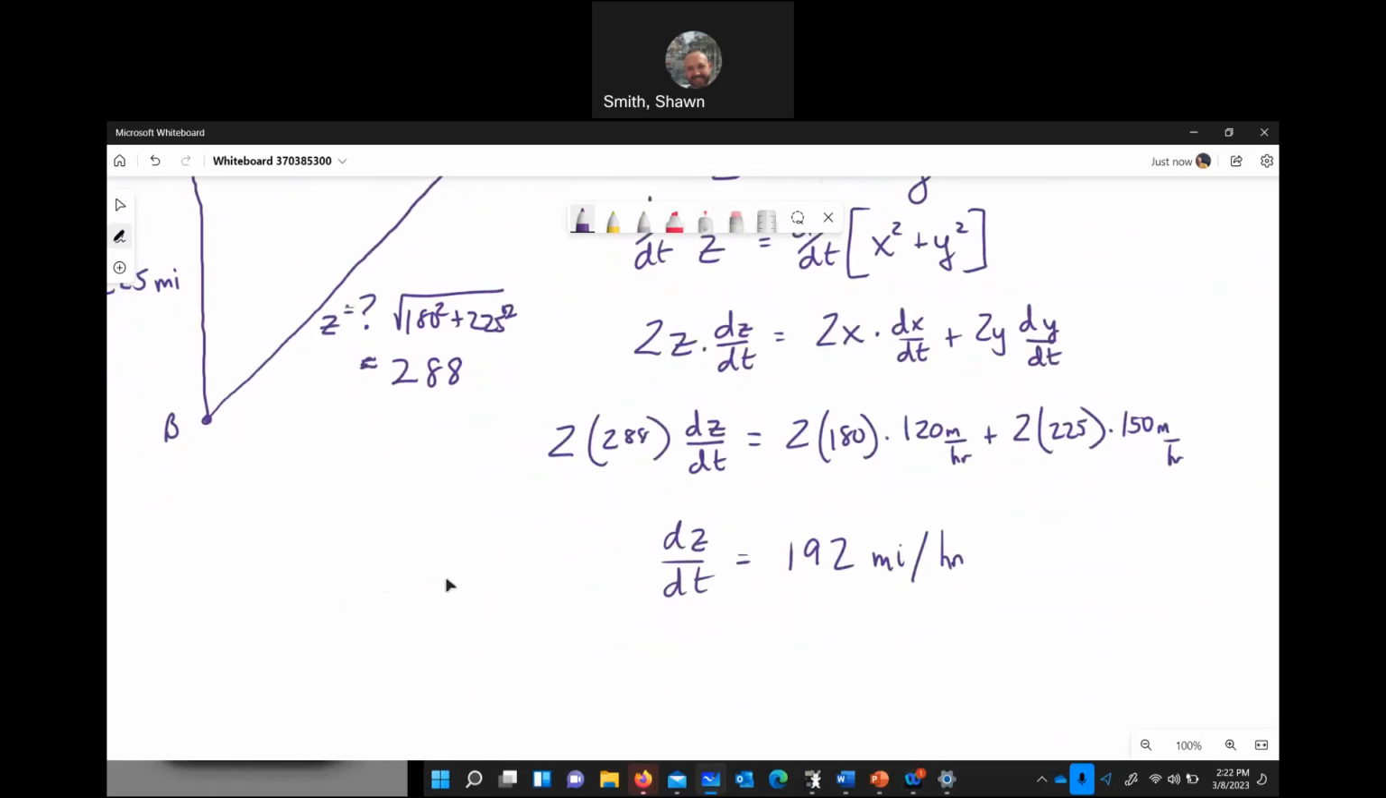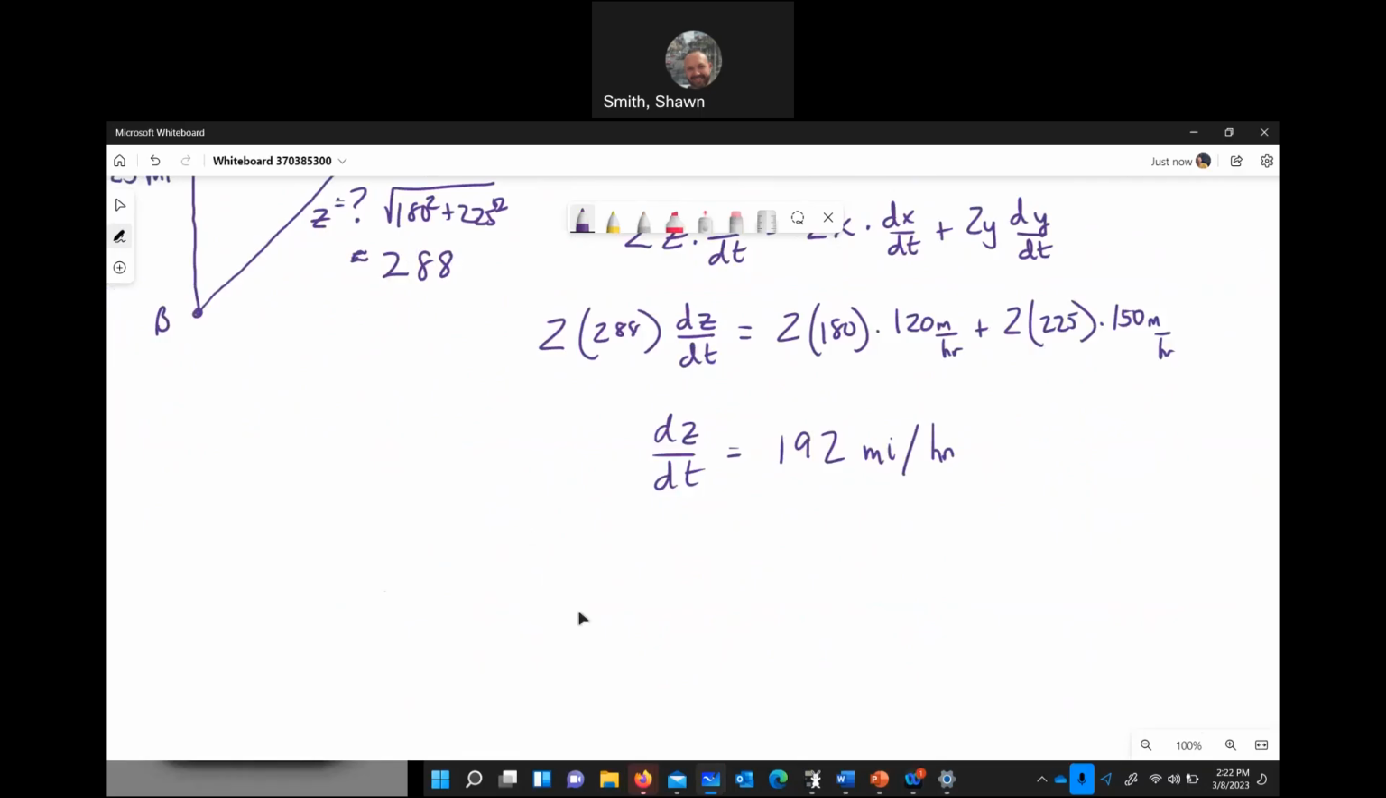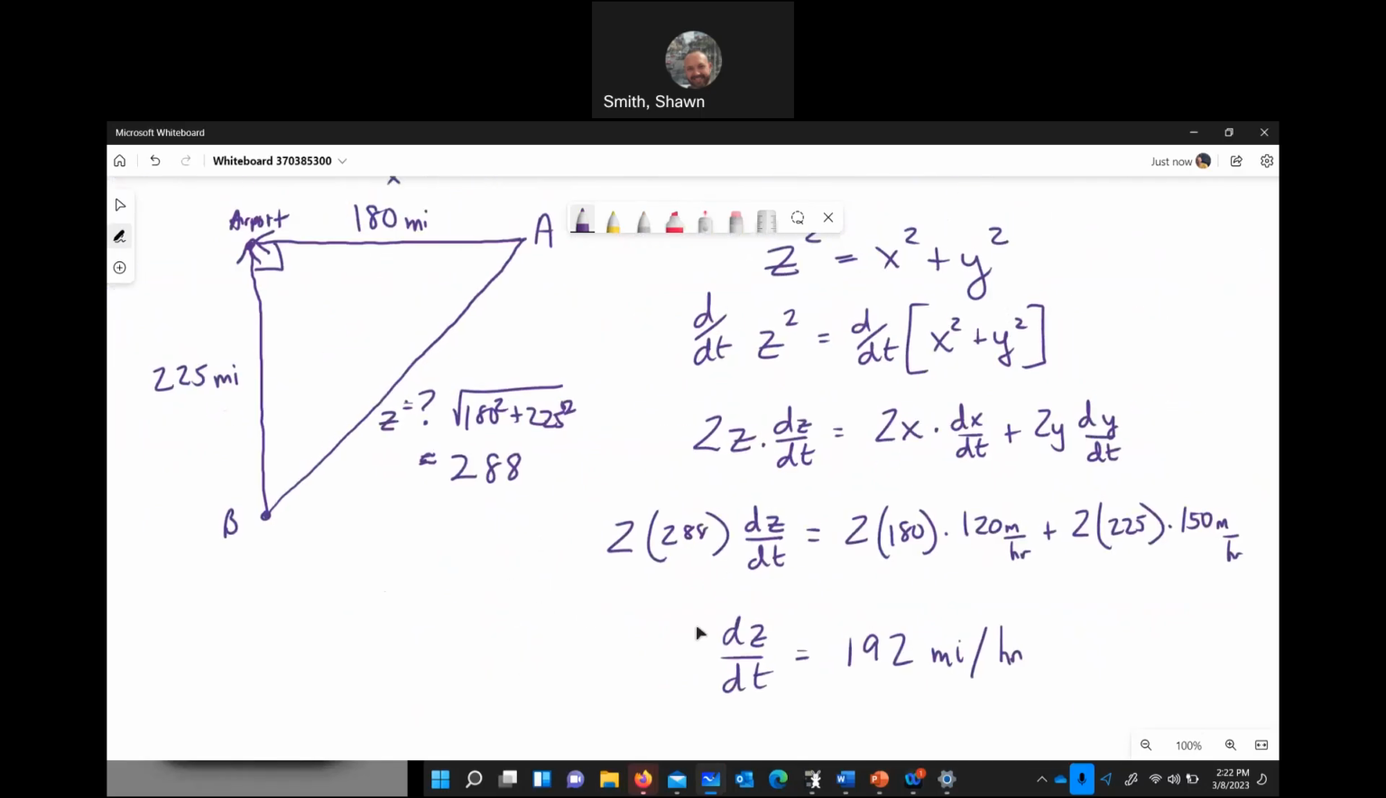All right, so obviously you can tell from this picture, as they're getting closer and closer to the airport, the hypotenuse has to be shrinking, right? So if you did this and said they are now at 100 miles from the airport for A and 150 for B, you should have that rate get smaller and smaller, right? All right, questions? That is related rates.